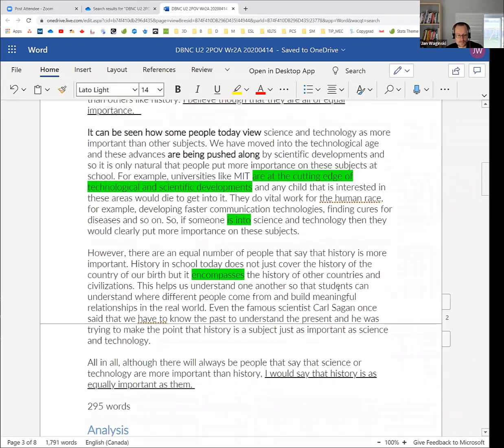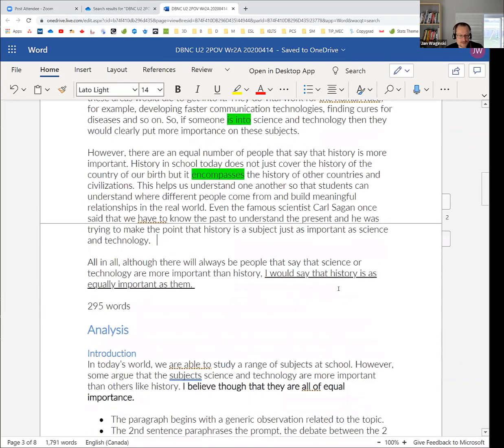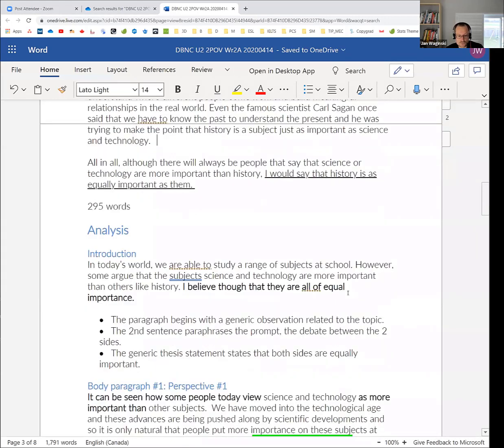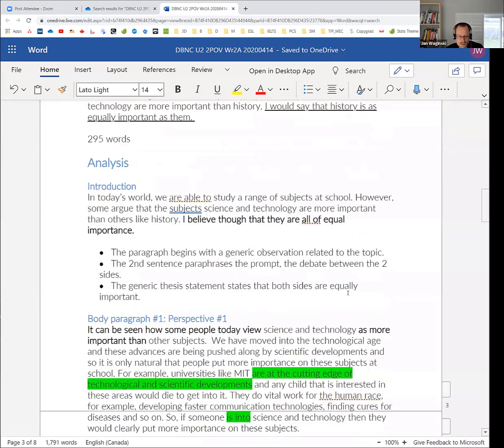Okay, we'll keep going. So there's an analysis here. This is also on the course page. You can read this on your own time. We've already covered it.